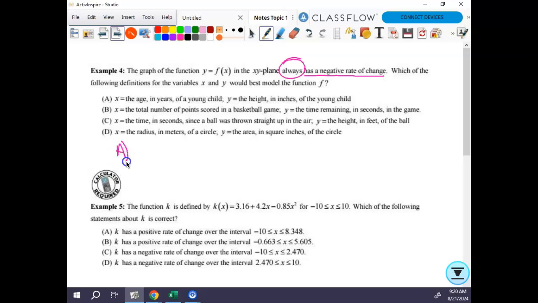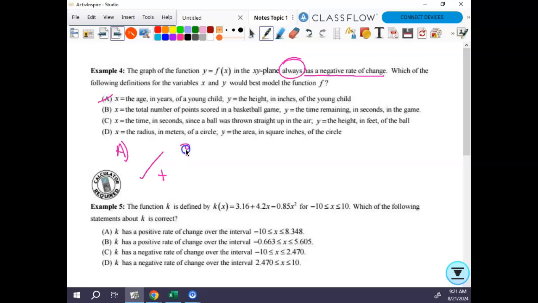Let's read A. For A, it says the x is the age in years of the young child. So that's going to get bigger, right? As you grow older, the height in inches of the young child. So as x gets bigger, what's happening to y? It's getting bigger also, right? Probably not linear, but enough for us to know that that is a positive rate of change. You with me on that? That's just kind of where we're looking at that. So this is a positive rate of change, which means it says always negative. I'm thinking it's not A.